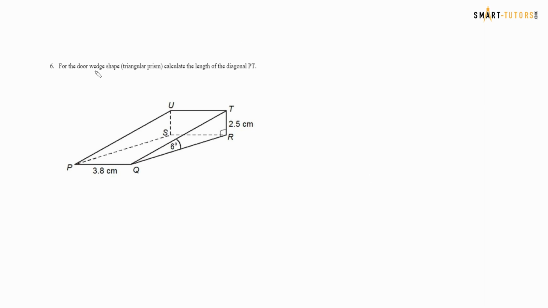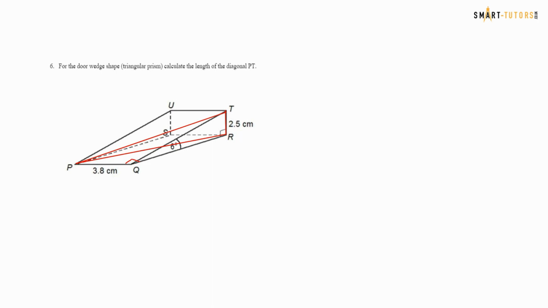Question number 6. For the dough wedge shaped triangular prism, calculate the length of the diagonal PT. So first of all, I need to draw the diagonal PT. So that is the diagonal PT. And now if you want the length, I'm going to construct a right angle triangle immediately. So that is the right angle triangle from the PTR. So PTR, right, okay. So now this is a right angle triangle.